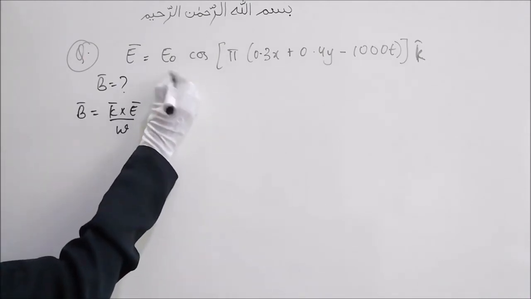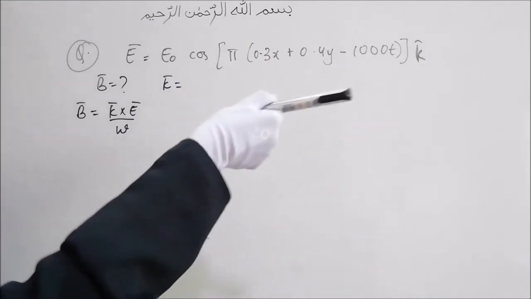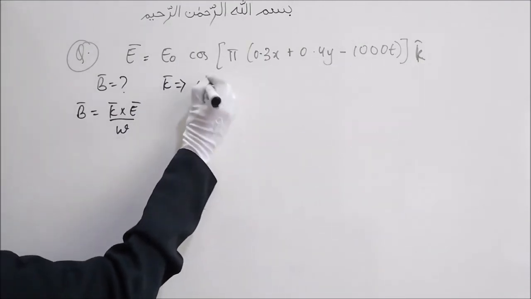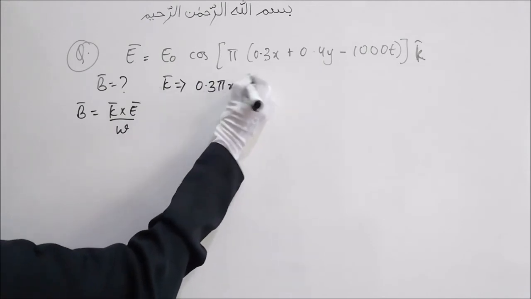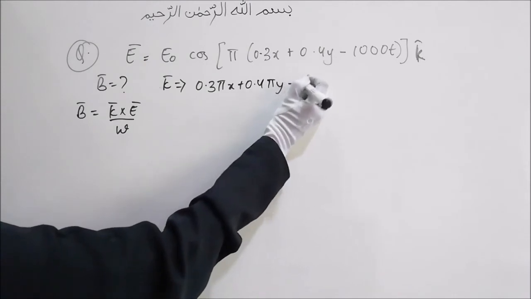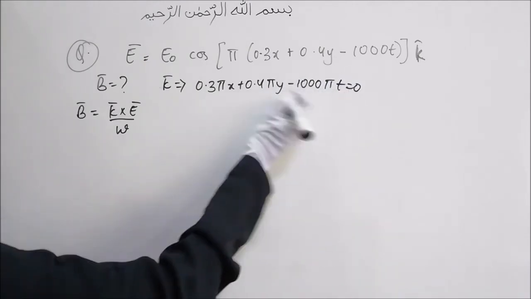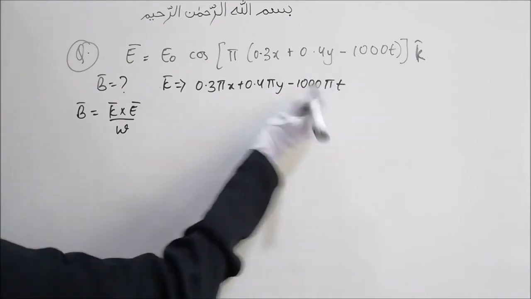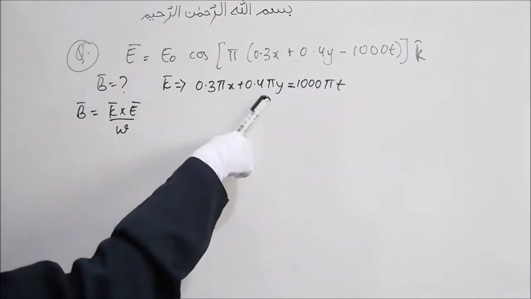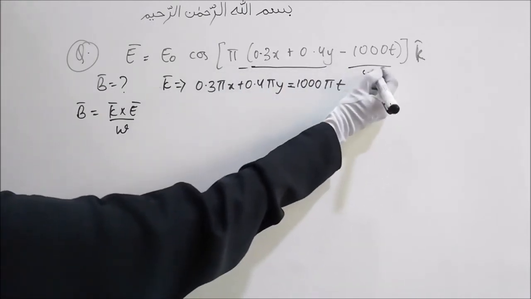K bar here will be found by taking this term and putting it equal to 0. So that will be 0.3 pi x plus 0.4 pi y minus 1000 pi t equal to 0. So this term will go there and it will become equal to this thing. Now this entire thing, because this is what? This is some kx and this is omega t.